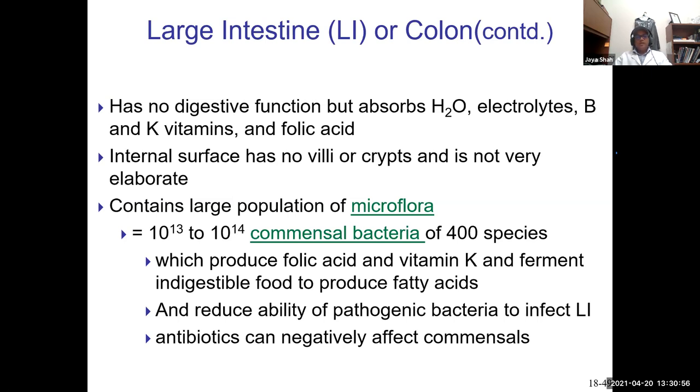Okay? So when you have a minor infection, like a viral infection, where you don't need antibiotics, sometimes doctors prescribe them just to be on the safe side. In that case, those antibiotics kill these normal flora, and that will give the chance to other pathogenic bacteria to cause infection, which is not good. So you should not use antibiotics indiscriminately.